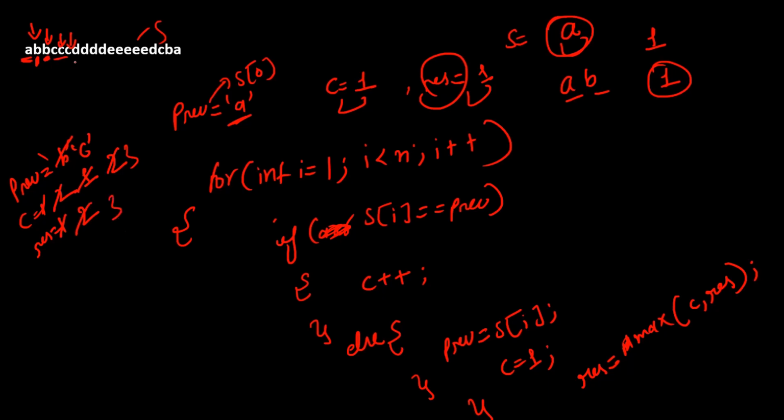Okay, now this d is not equal to that of the previous one, so previous value will be updated to d now, and c will be updated to 1 now. Let me write here as if this will result into hodgepodge.